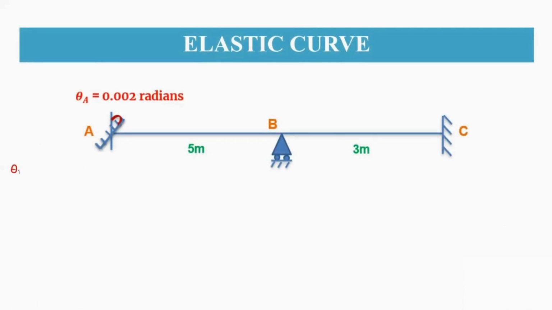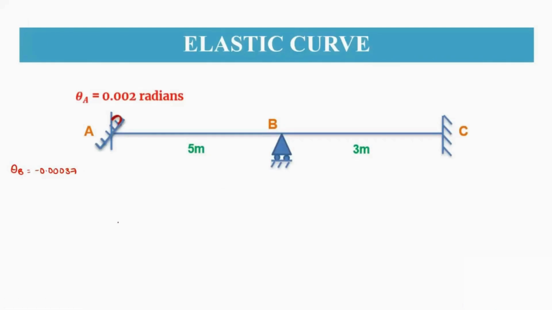Since theta B, you got as minus 0.00037, the elastic curve will be drawn accordingly. Since there is a rotation at this joint, as it has been rotated clockwise, and at theta B you have a negative value, the curve will be like this.